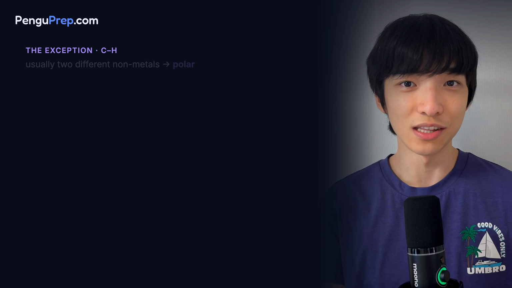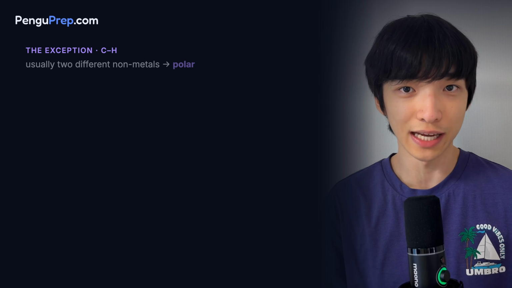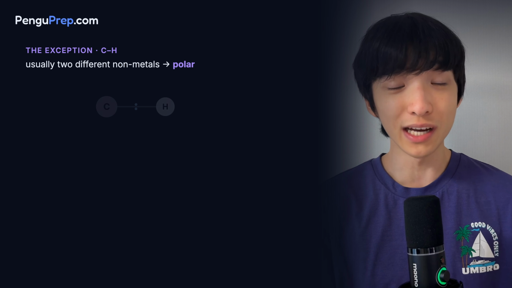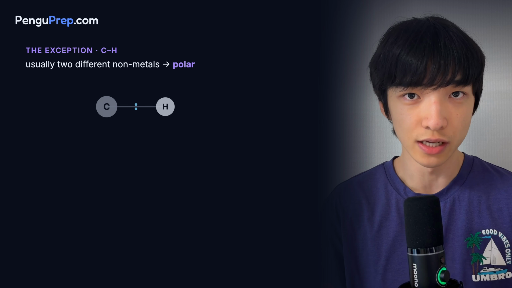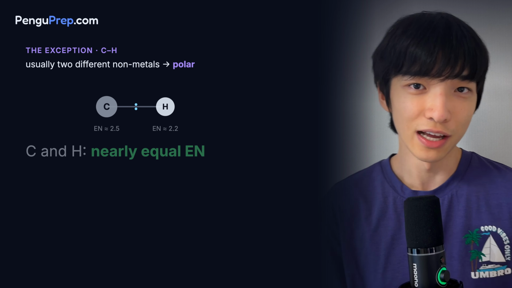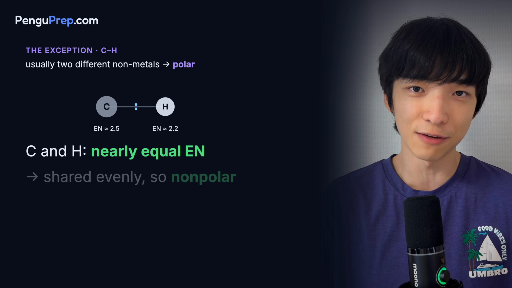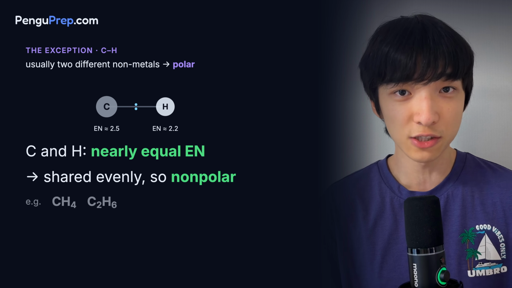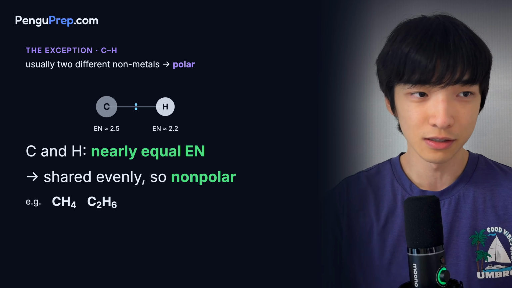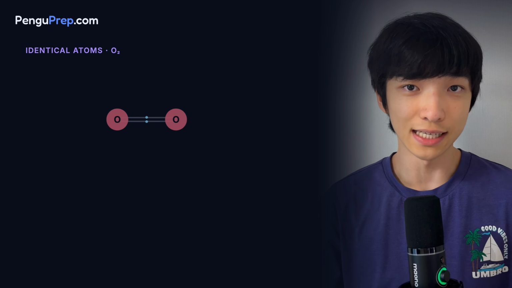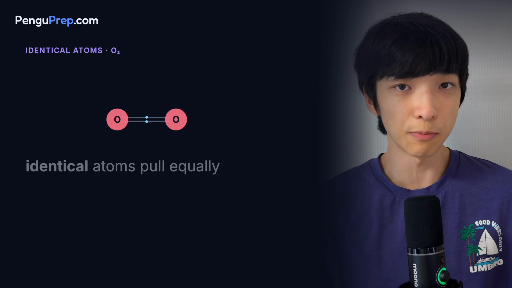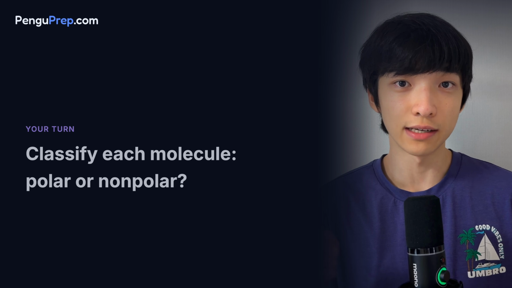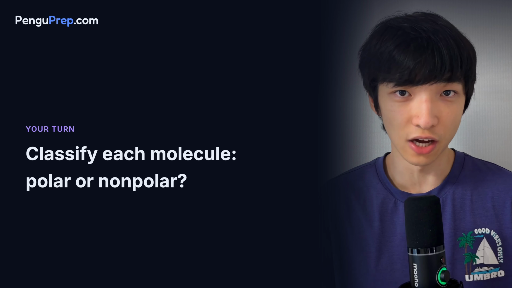Normally, any two distinct nonmetals on the periodic table will have electronegativities distinct enough to create a polar covalent molecule. However, one exception is between carbon and hydrogen. These two atoms have such similar electronegativities such that although they are different nonmetal atoms, the molecules formed from them, like CH4 or C2H6, are considered nonpolar. As you would expect, a molecule formed from two identical atoms, like O2, is not going to be polar because there's no uneven distribution of charge. Now, I want you to try and classify each molecule as polar and nonpolar.